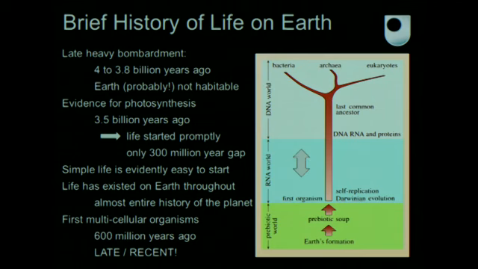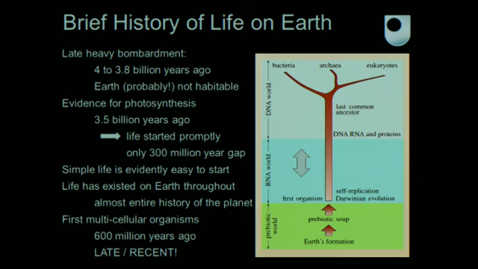But the interesting thing is, rather promptly, on astronomical timescales, a mere 300 million years after the Late Heavy Bombardment, we can see evidence that photosynthesis was already happening on the Earth. So that implies that life got started really very quickly after the Late Heavy Bombardment started. So this means that probably you don't require very special circumstances for life.